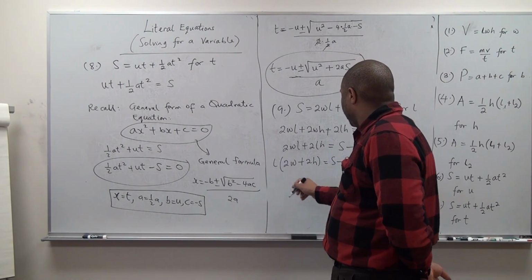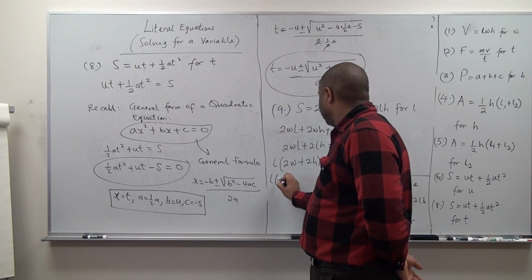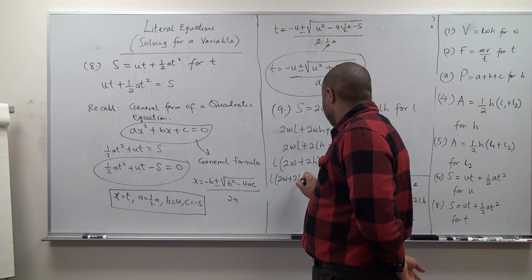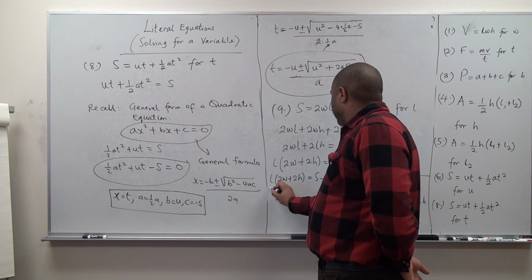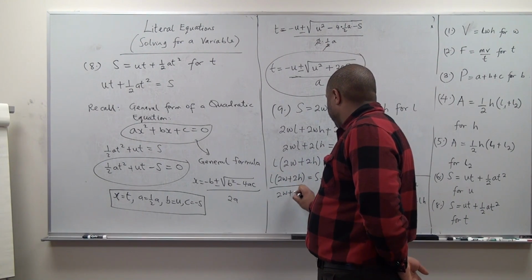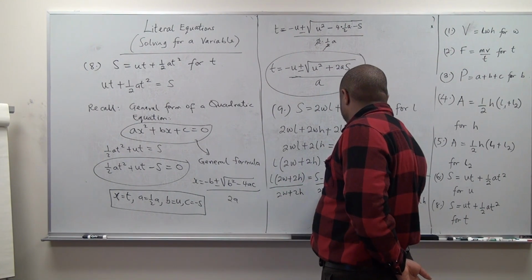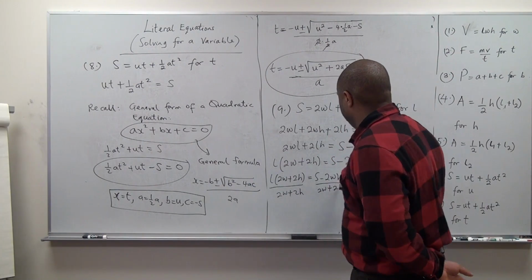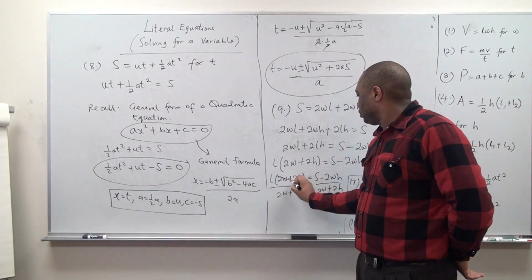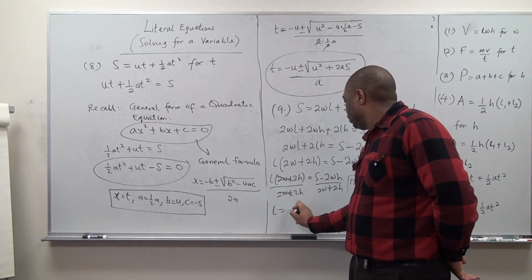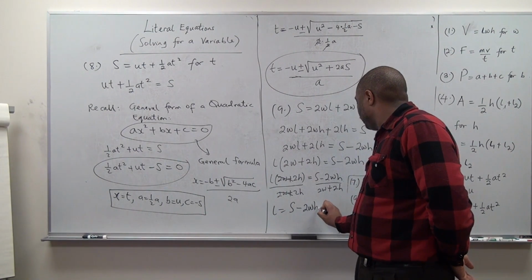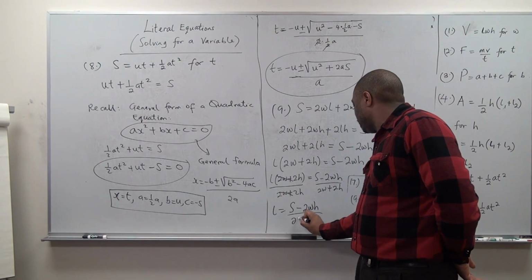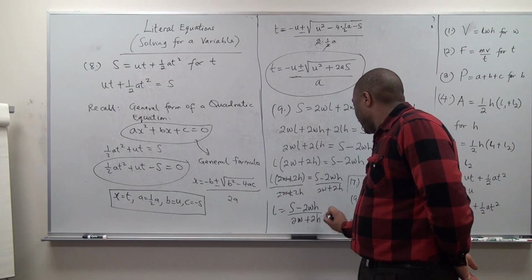And then you divide both sides by the 2w plus 2h, all over 2w plus 2h. You see I'm doing it as a different step. And this will cross out. So your length will be surface area minus 2 times width times height, all over 2 times width plus 2 times height.